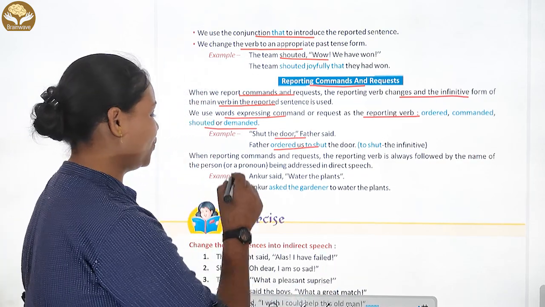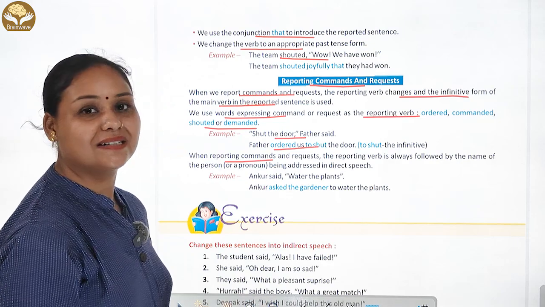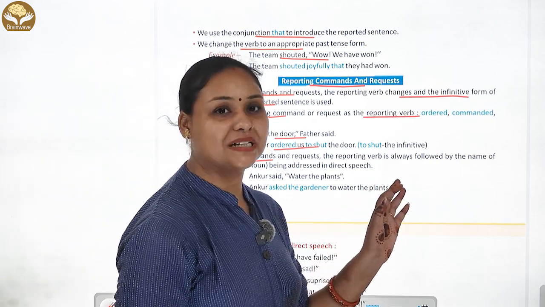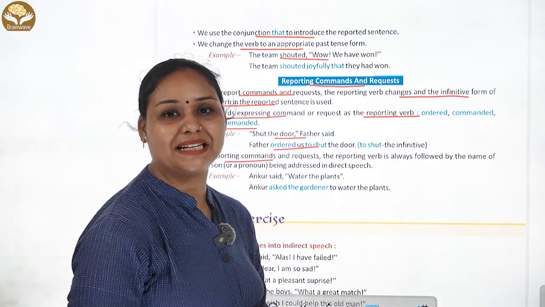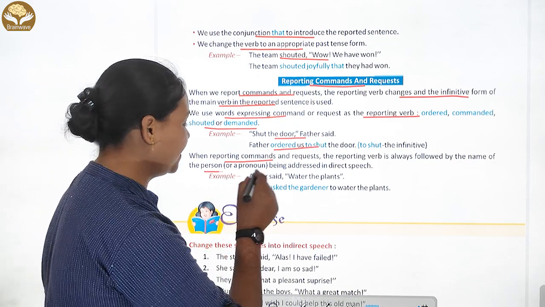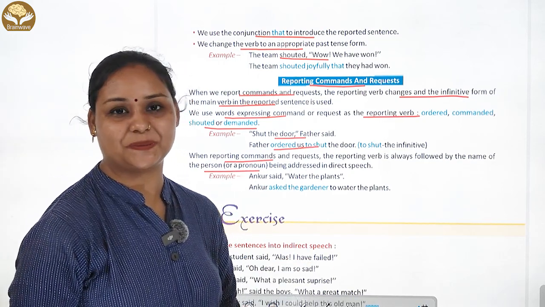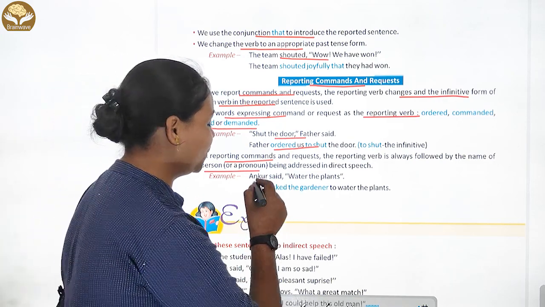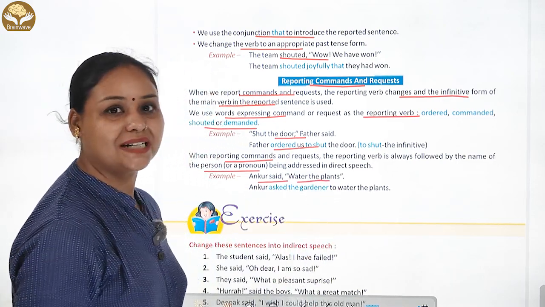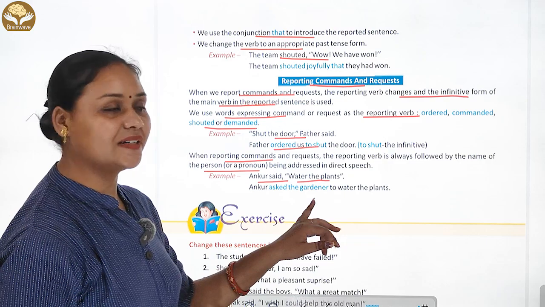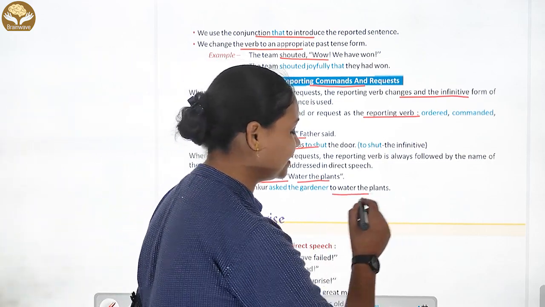Okay? चलिए, when reporting commands and requests, the reporting verb is always followed by the name of the person or a pronoun being addressed in the direct speech. Example, Ankur said, Ankur ने कहा, water the plants. Ankur asked the gardener to water the plants.